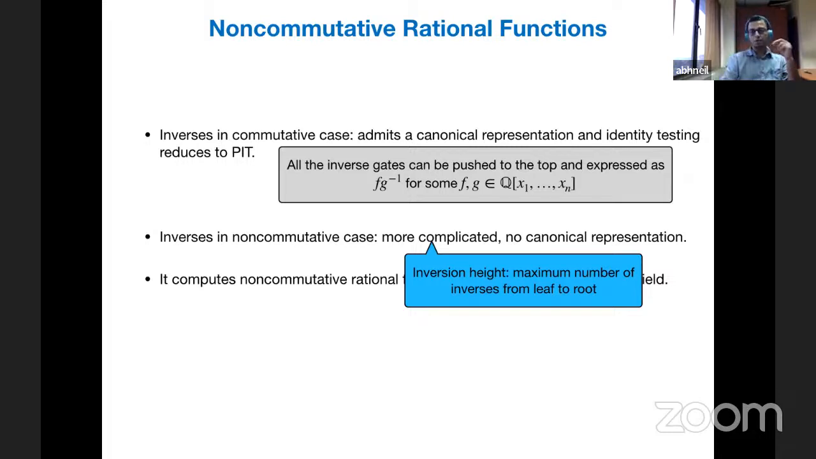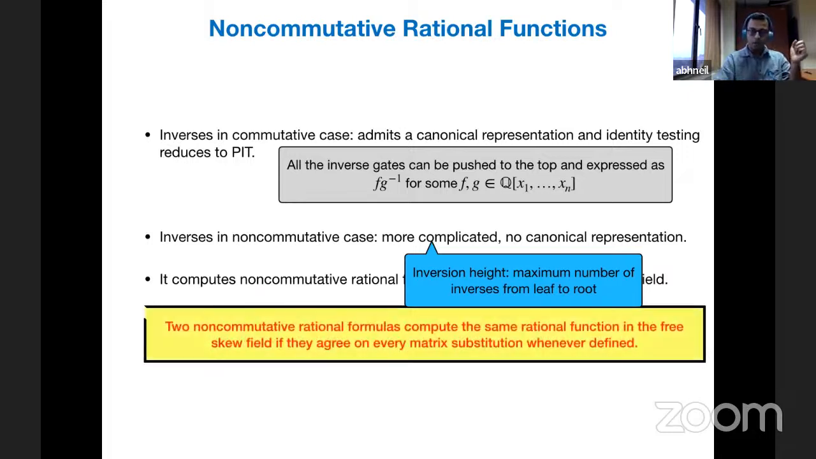The inversion height of a non-commutative rational function: as I pointed out, in the commutative case you could have pushed all the inverses to the top. In the non-commutative case, you can't push all the inverses to the top. So how many inverse gates are there from leaf to root? That also tells you how complicated a non-commutative rational formula is, and that is what we call the inversion height of the non-commutative formula.